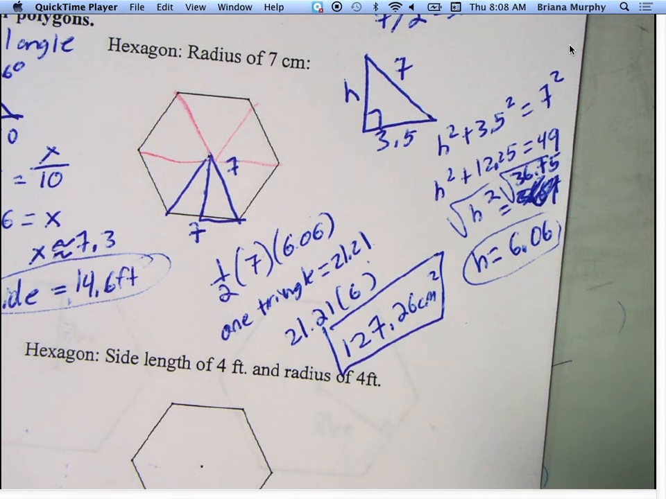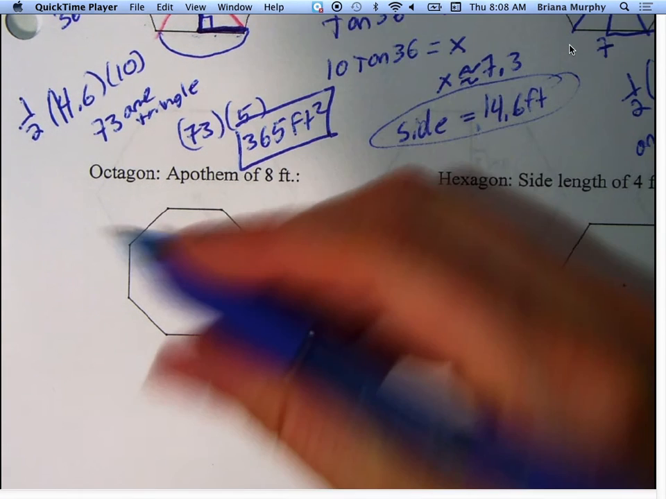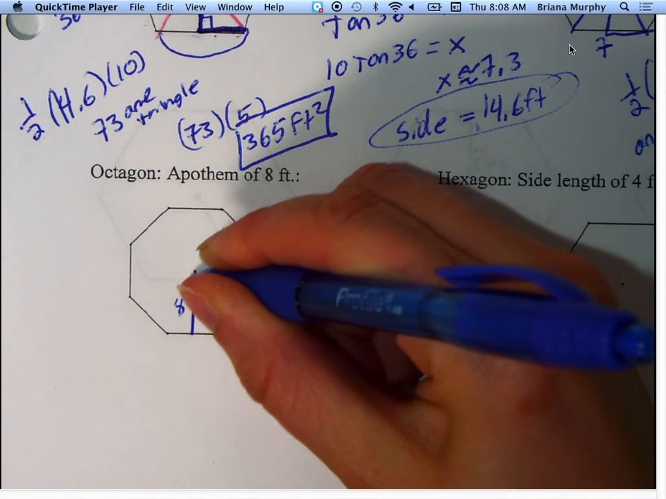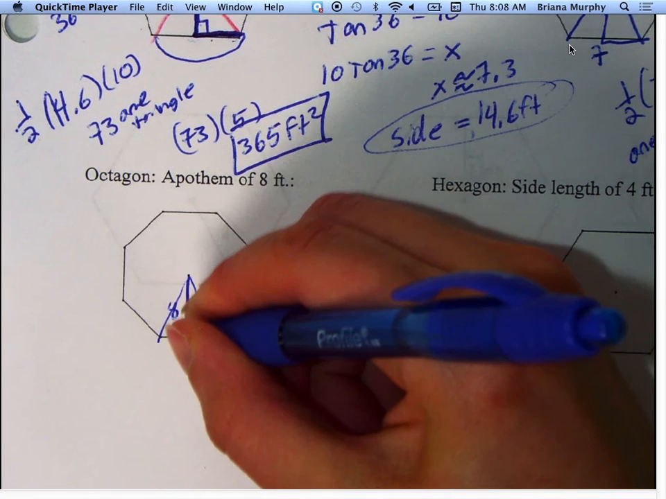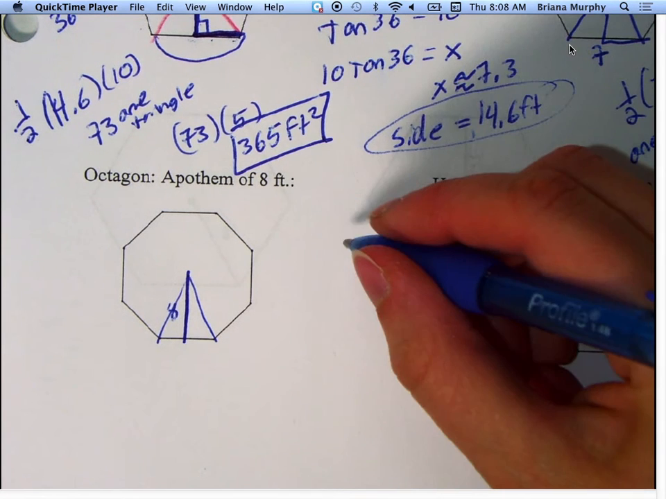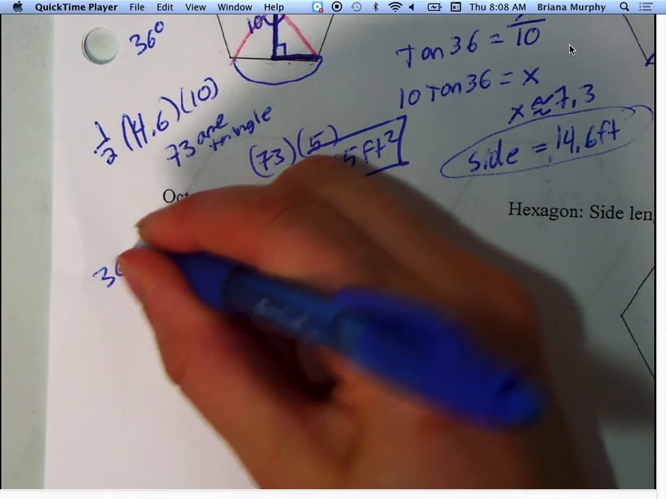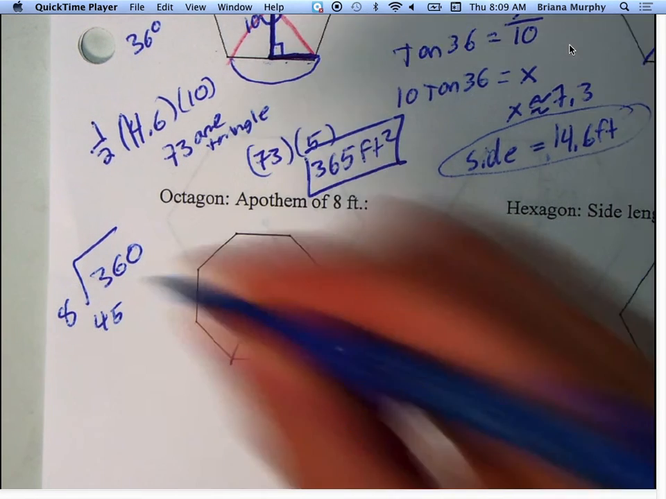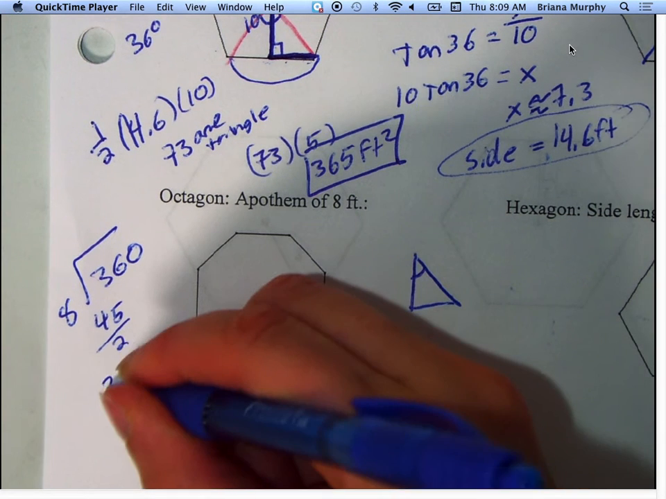Let's look at the next one. We've got an octagon. It has an apothem of 8 feet. That means straight up and down, this is 8. And it's an octagon, so we've got 8 triangles. What we don't have is the length of the side. They are all equilateral, but this is the height right in the middle. So we don't have any of the sides. So we're setting up our triangle. First, I have to find my central angle. So I go 360 divided by 8, and I get 45 degrees. But I don't want this whole thing, I want half of it. So I divide it by 2 and get 22.5.